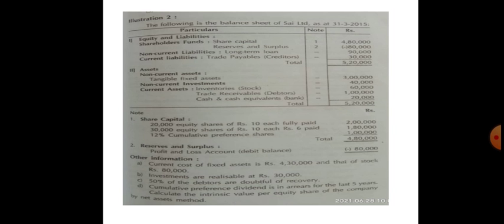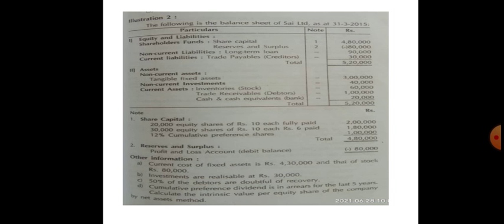So this is the balance sheet, and the other information is also given. The current cost of fixed assets is rupees 4,30,000 and that of stock rupees 80,000. In the balance sheet the fixed assets are rupees 3 lakh, and in the other information the fixed assets are given as rupees 4,30,000. It means there are two values, and we know the rule. For the calculation of net assets we have to take the market values, and market values are always given in the other information.